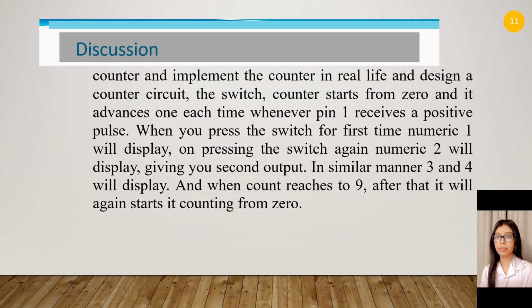When we implement the counter in real life and design a counter circuit, the counter starts from 0 and advances by 1 each time pin 1 receives a positive pulse. When we press the switch for the first time, numeric 1 will display, and after pressing the switch again, numeric 2 will display, and it will give us the second output. In a similar manner, 3 and 4 will display, and when the count reaches 9, after that it will again start counting from 0.